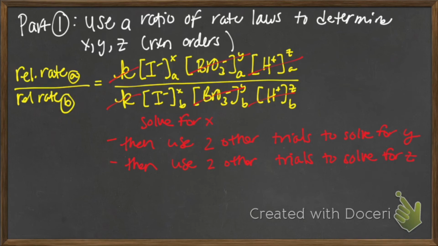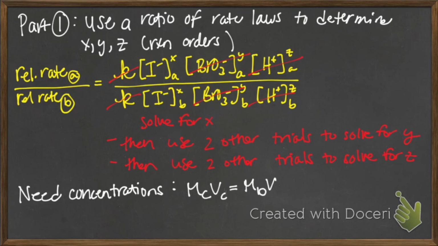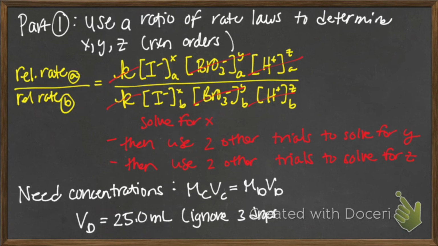Of course, in order to solve for x, y, and z, we need concentrations of I^-, BrO3^-, and H^+ used. So we are mixing things together. So whenever we're mixing, we're going to use our handy dandy M_C V_C equals M_D V_D calculation. So in the lab, you will see the concentrations of those solutions and the amounts used in each mixture. And every single mixture has a final diluted volume of 25 mL. You can ignore the 3 drops of starch that are added, right? So we're just adding up all the volumes of the other substances and it comes out to 25 mL. Just ignore those 3 drops of starch.